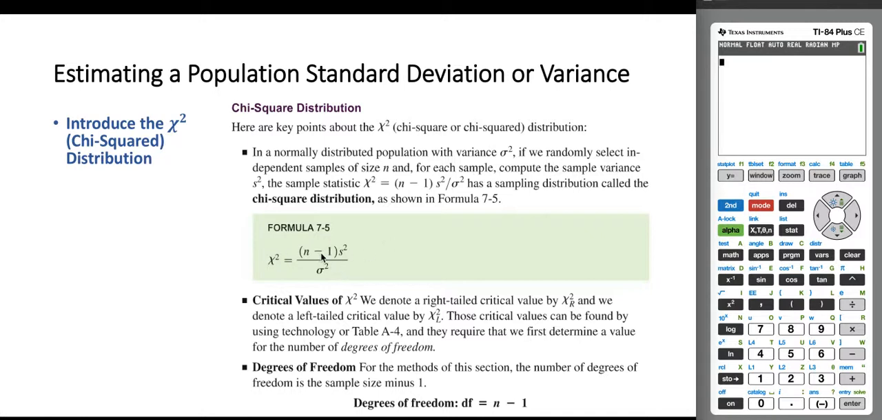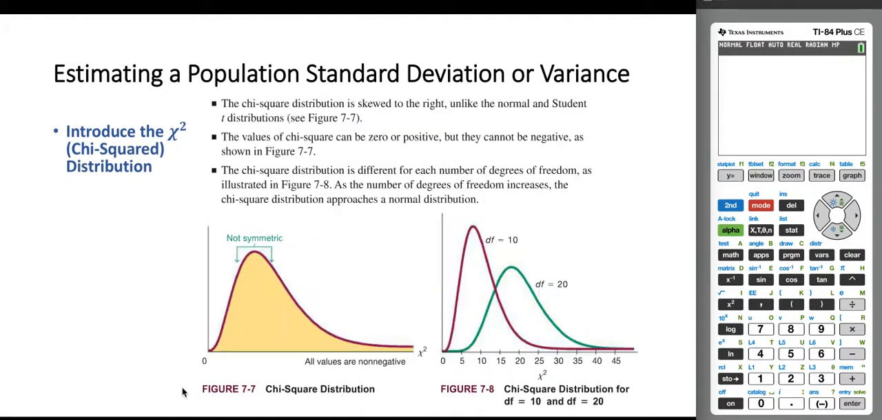I also want to point out that the chi-squared distribution uses this formula: the sample size minus 1 times the sample standard deviation squared, divided by the population standard deviation sigma squared. Because of this formula, n minus 1 can't be smaller than 0, and s squared divided by sigma squared is going to be close to 1. So the chi-squared is never going to be smaller than 0.